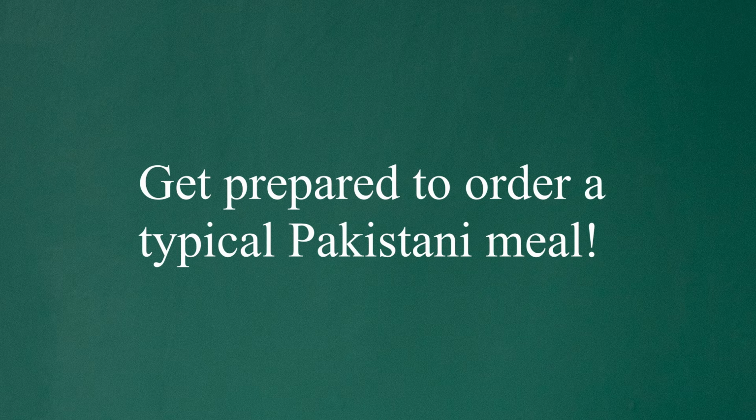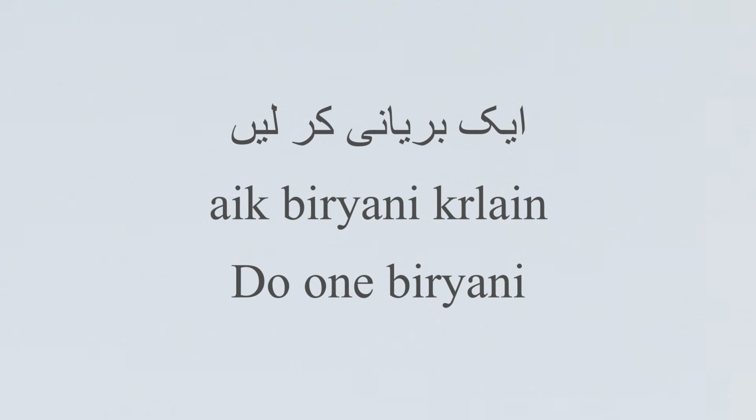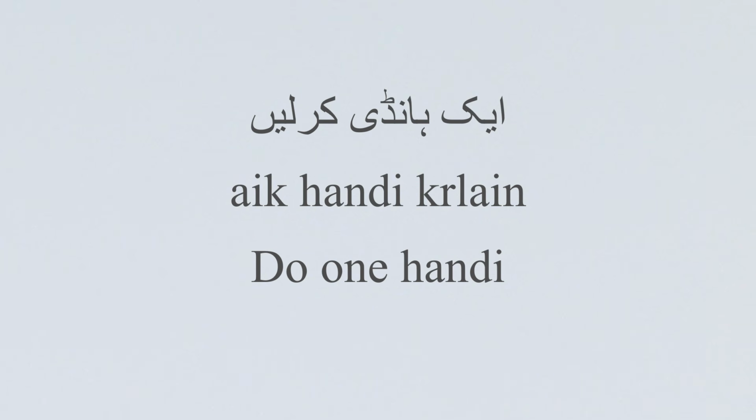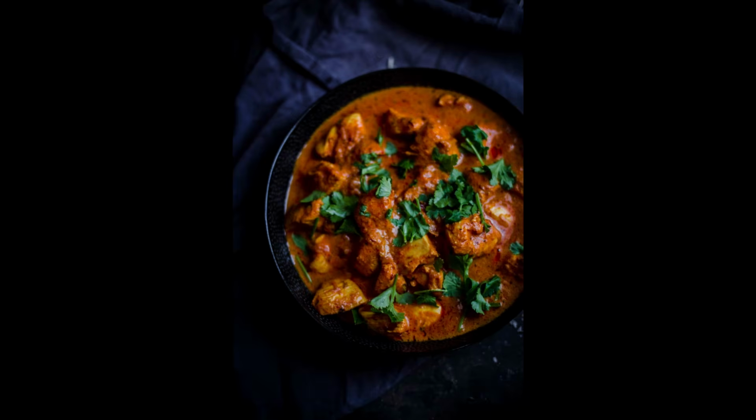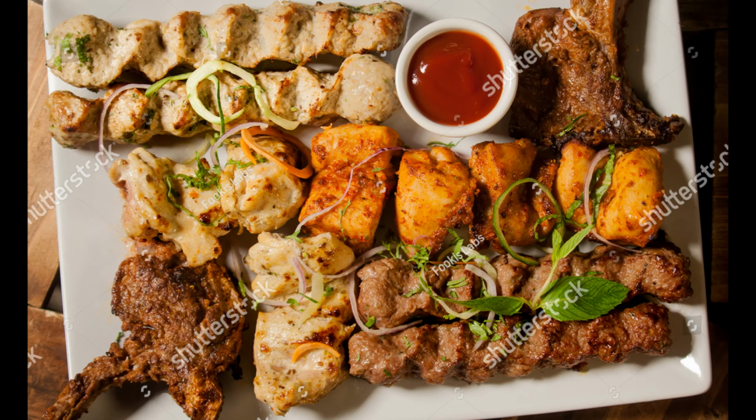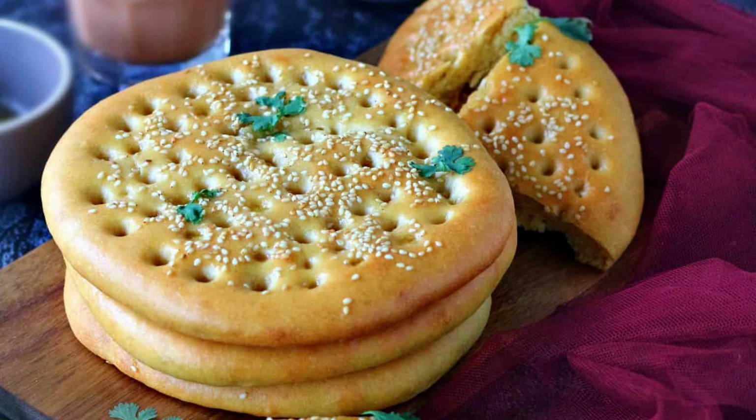Now you want to order. How would you order? You'll say एक बिरयानी कर लें. कर लेना is to do. Do one बिरयानी. एक हांडी कर लें. एक बारबेक्यू प्लाटर कर लें. 4 रोगनी नान कर लें. 2 ग्लास लस्सी.